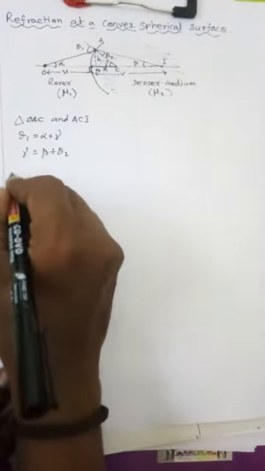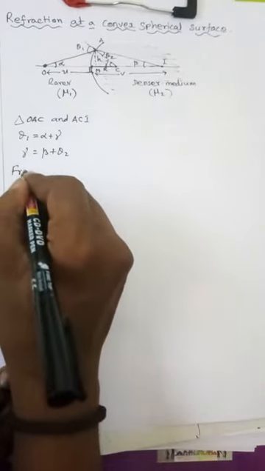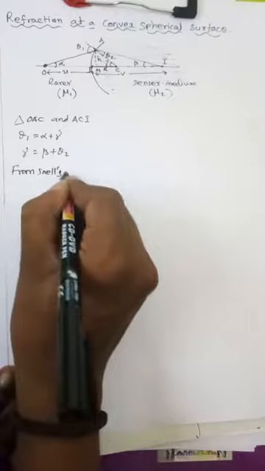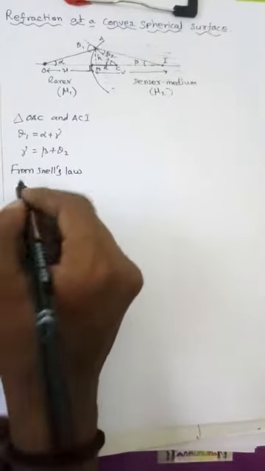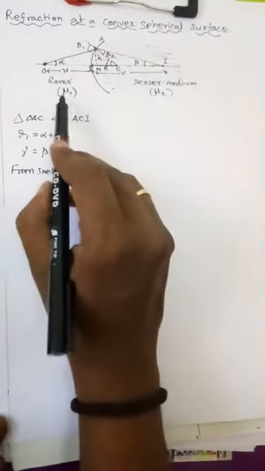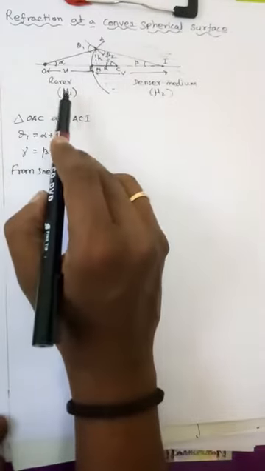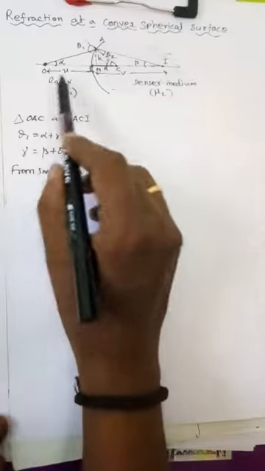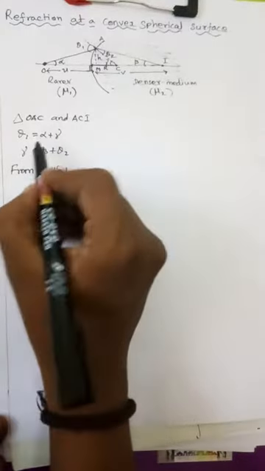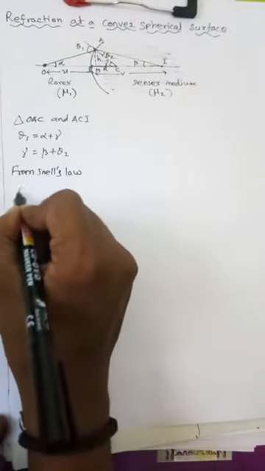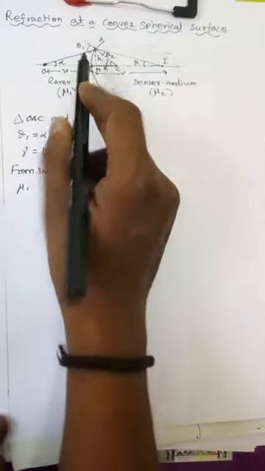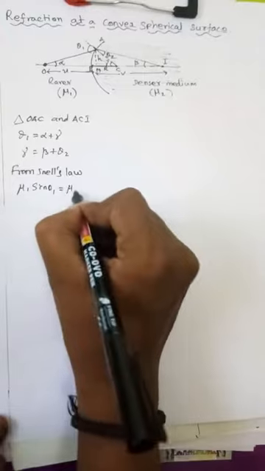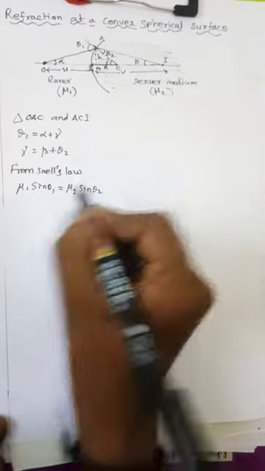Now Snell's law. From Snell's law, you see mu1 on this side with theta 1 on the left side, and on the right side mu2 and theta 2. So this side is the rarer medium, this side the denser medium. According to Snell's law, mu1 into sine of the angle theta 1 is equal to mu2 sine of the angle theta 2.